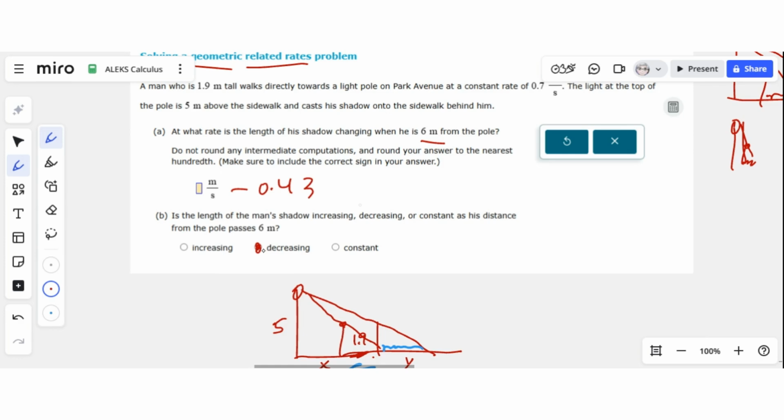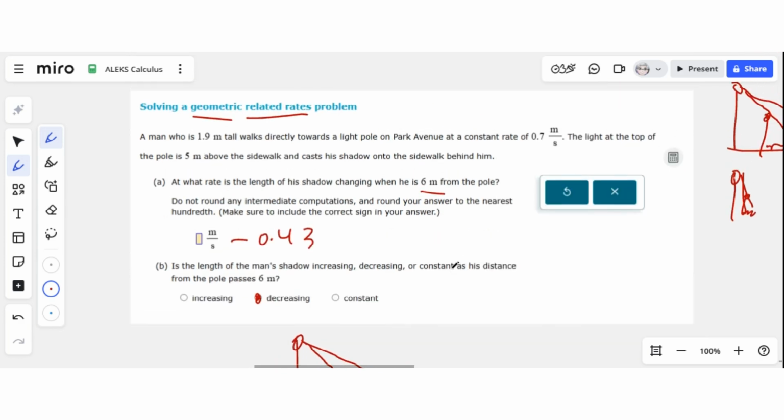So that is a little bit of work with geometric related rates.